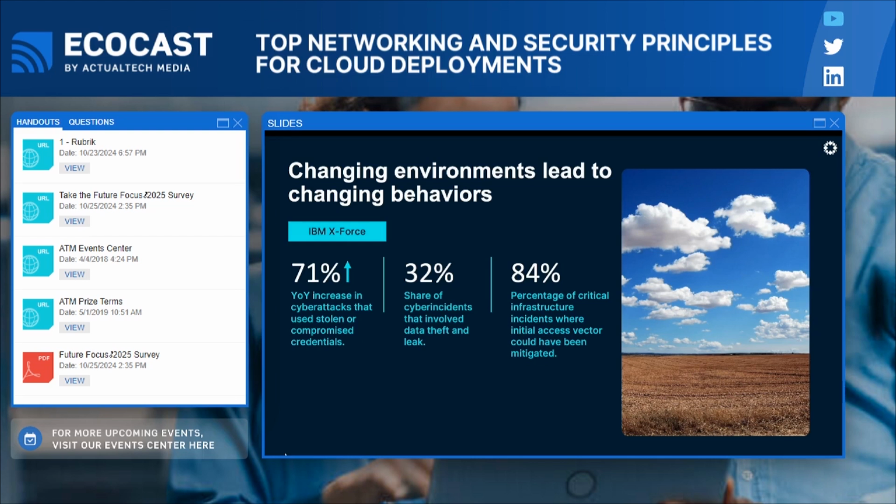About 32% of cyber incidents today involve some sort of data theft or data leakage event as well. So if you combine that with regulatory pressure around reporting to regulators on what type of data was impacted, what type of potentially personal information you lost from your customers, you can see that this is increasing the pressure quite a bit on a lot of organizations. And then 84% of critical infrastructure incidents took place where the initial access factor could have been mitigated by implementing things like least privilege control on identities, for example.